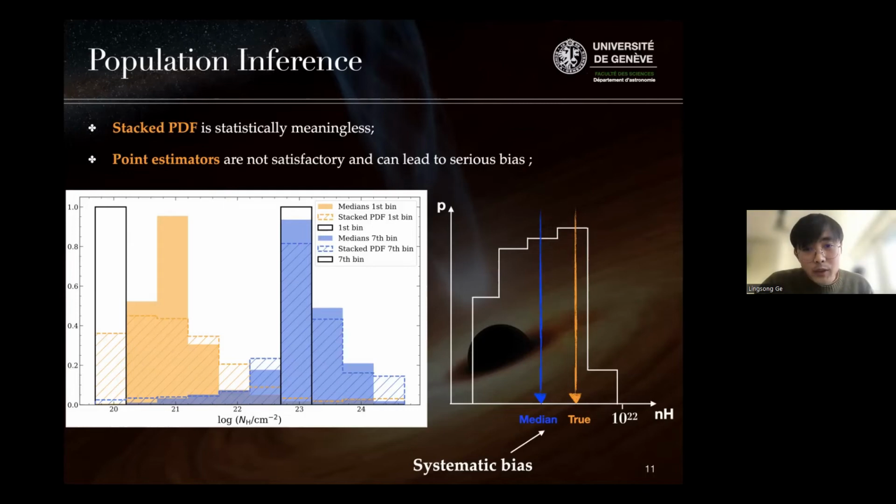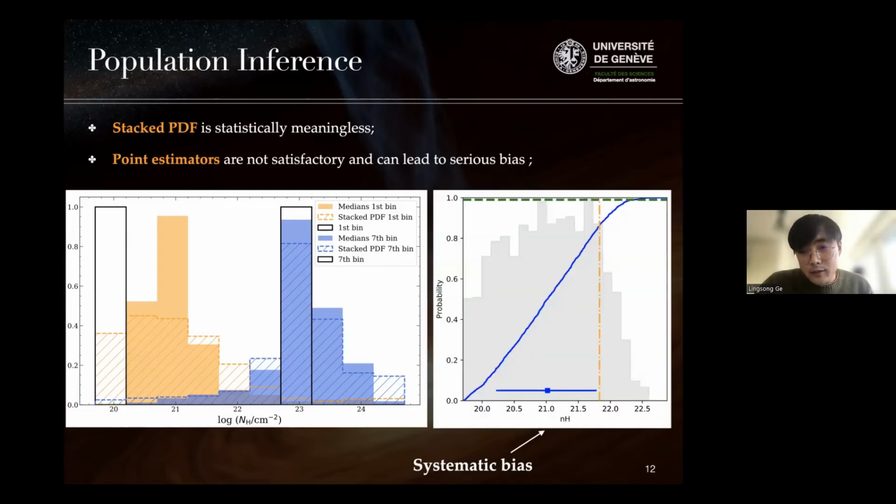And the way we are doing it, here I'm just showing you a real PDF of a simulated source, sorry. You have the true NH here, and the PDF is like this. That's why, if you look at the sample of the unabsorbed sources, the reconstructed distribution using medians would be like this. So how do we take care of this bias?